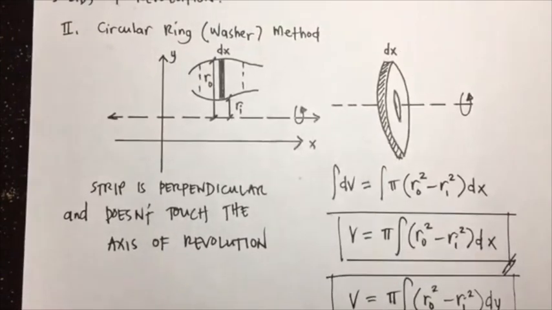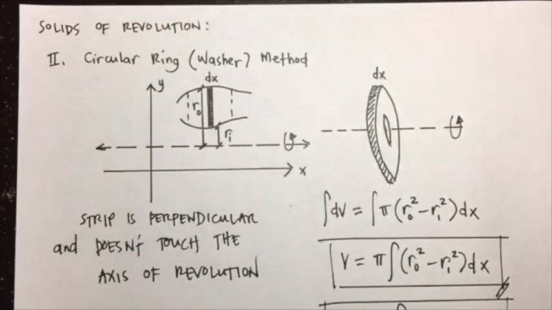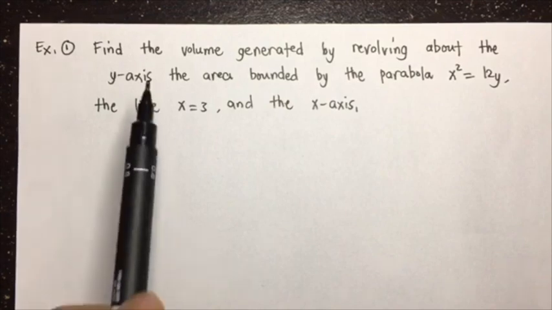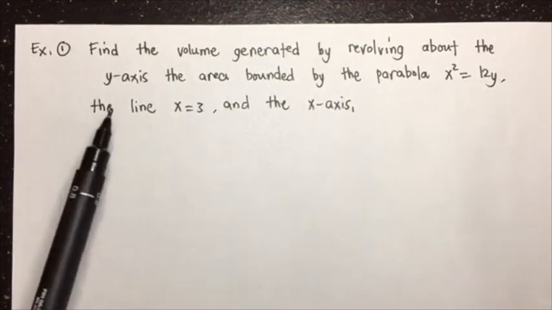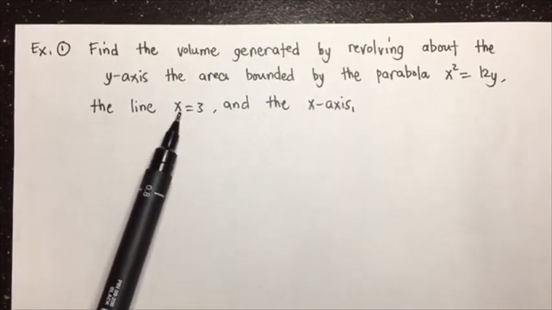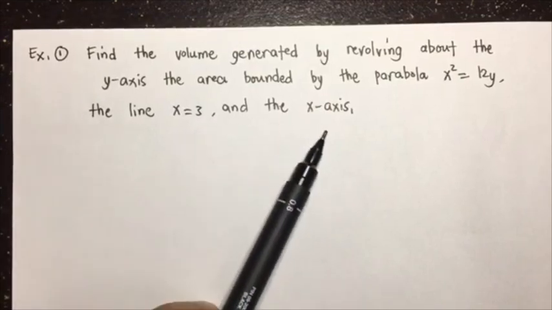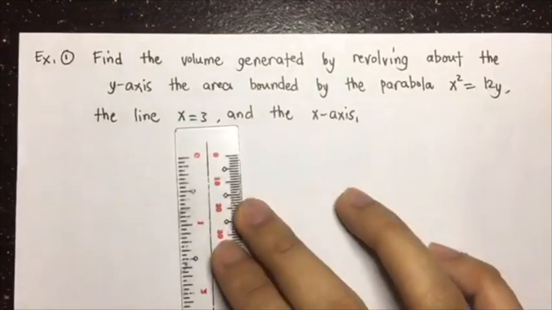Okay, so let's solve some examples involving this. For our first example, find the volume generated by revolving about the y-axis the area bounded by the parabola x squared is equal to 12y, and the line x is equal to 3, and the x-axis. So let's graph that.